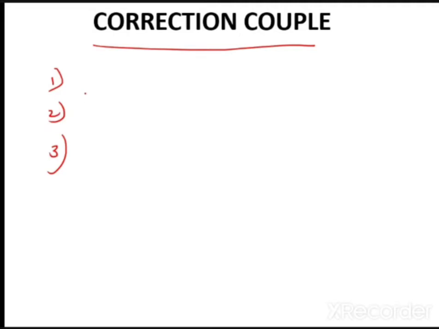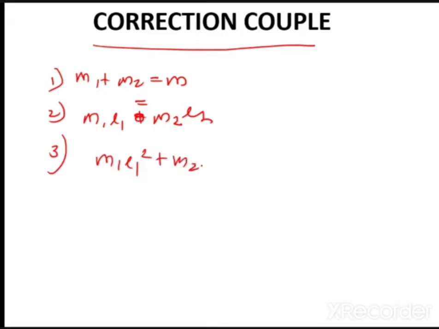We have just derived them. Let me write: M1 plus M2 is equal to M. Next is M1 L1 is equal to M2 L2. Is it correct? Yes, sir. And what is the third condition? M1 L1 squared plus M2 L2 squared is equal to M k squared. Now these are the three conditions. Now tell me, for a system to be statically equivalent, which two conditions should be satisfied?